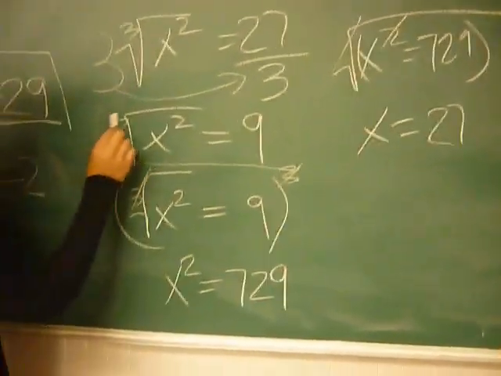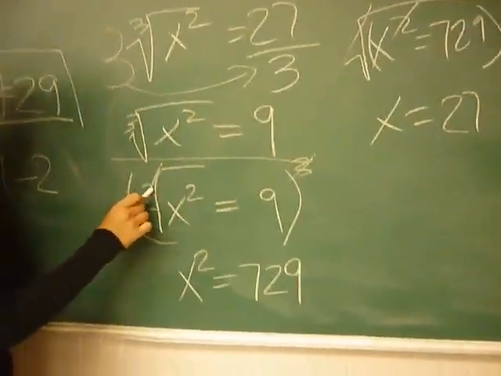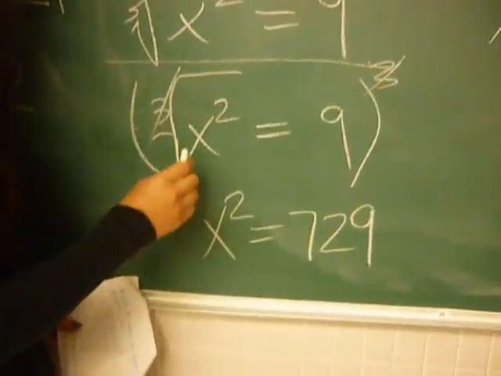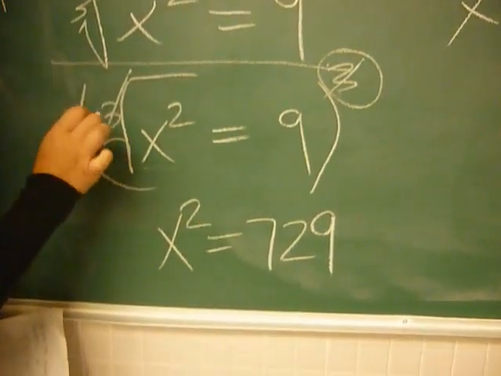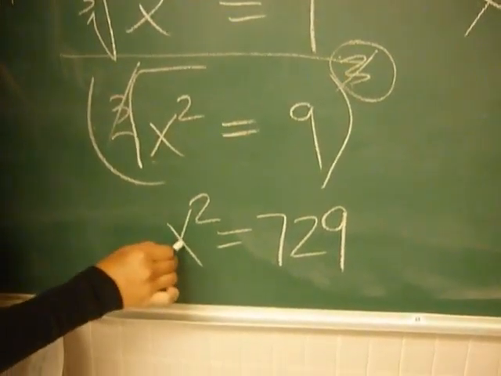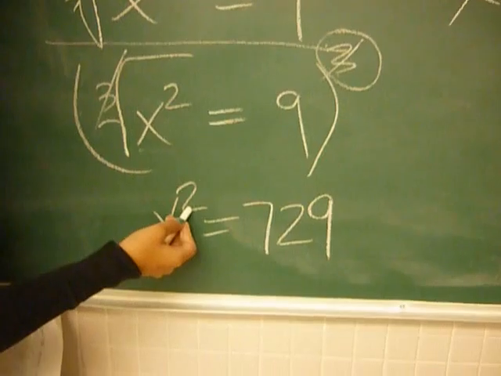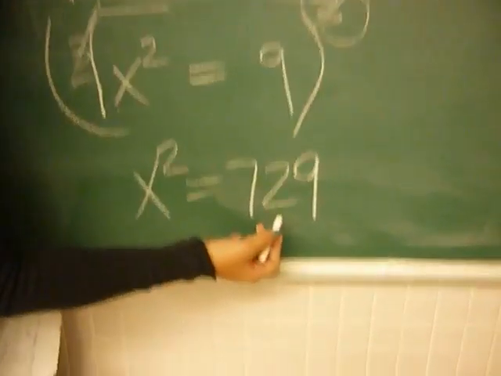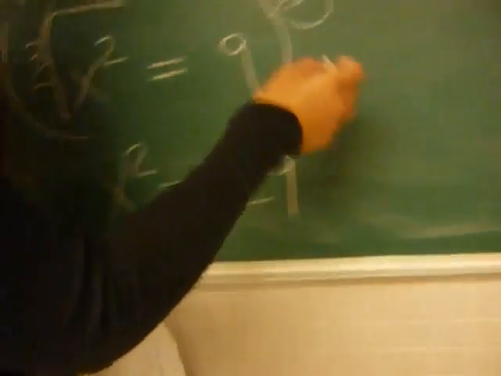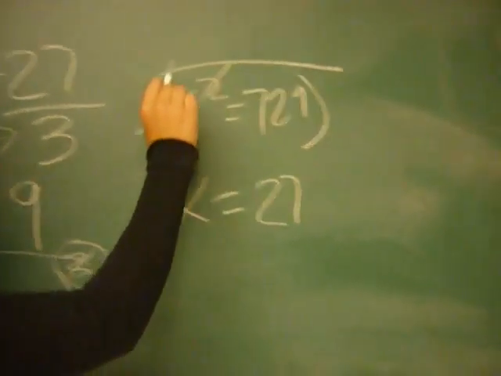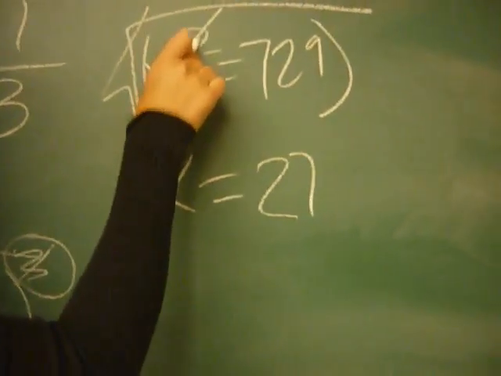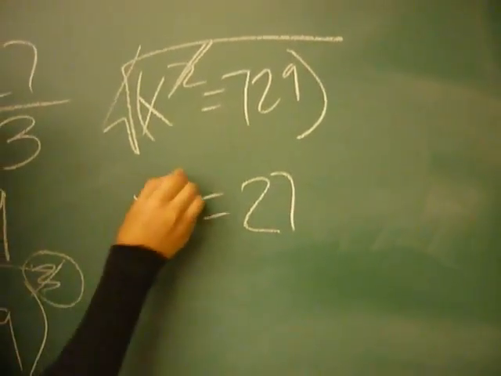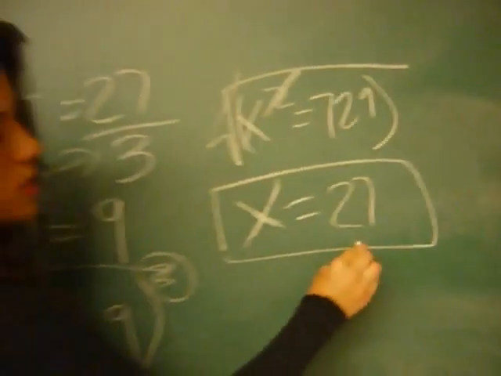Then you're going to get the cubic root. Now you're going to elevate everything to the 3rd power to eliminate the cubic root. And you're going to have x to the 2nd power, 729. Now you're going to get the square root of all to eliminate the 2. And you're going to get the value of x, that is 26.